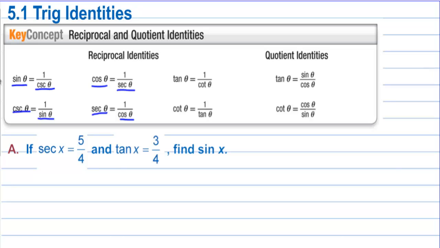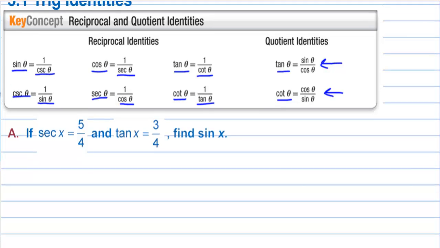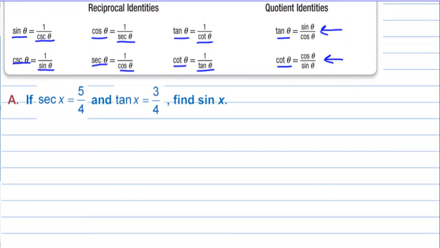We also know that the reciprocal of tangent is cotangent, and the reciprocal of cotangent is tangent. Now, tangent is also the same as sine over cosine, and cotangent is the same as cosine over sine. Now, in letter A, we can find the value of sine just by using the properties. We have the secant of x is 5/4, tangent of x is 3/4.